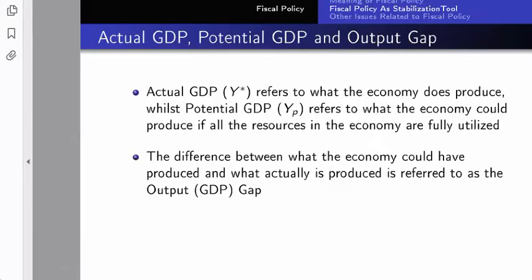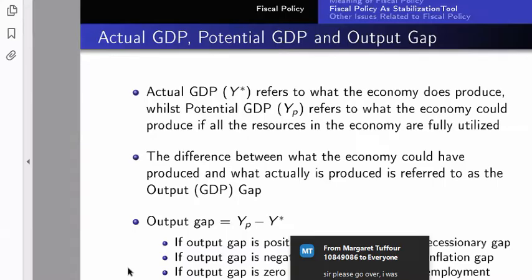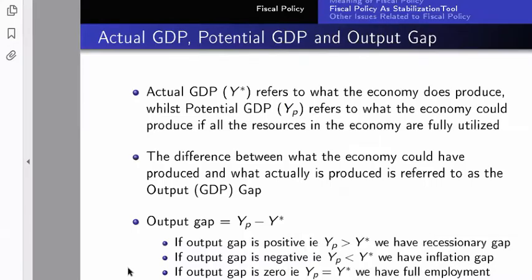So you clearly see that there will be a difference, because it's not possible that an economy can make use of all possible resources. It's just not possible. So definitely there will be a difference between actual GDP and potential GDP.